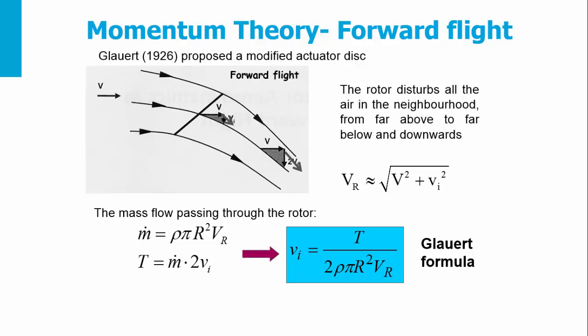Writing also the conservation of momentum, the thrust equals m dot multiplied by twice the induced velocity. In this way, we assumed that the wake is contracting and that the velocity down in the wake is twice the induced velocity of the rotor, and we obtained the Glauert formula. This formula gives the induced velocity in forward flight and is defined as the ratio of thrust divided by 2 rho pi R squared and Vr, the resultant velocity.